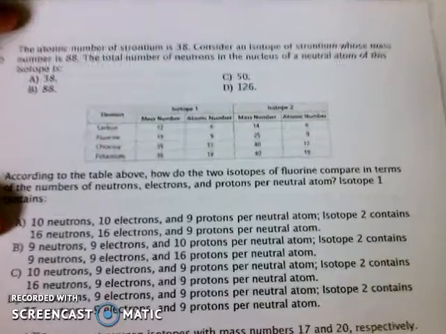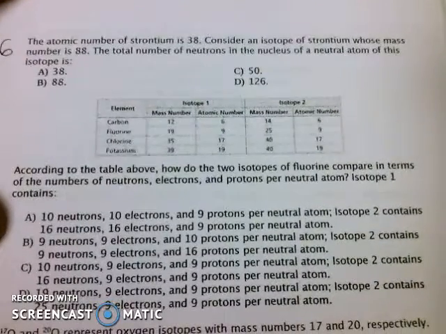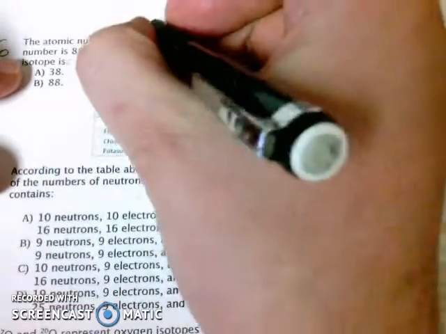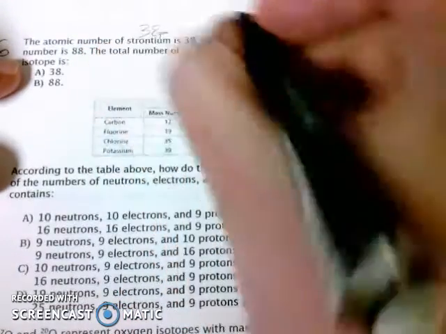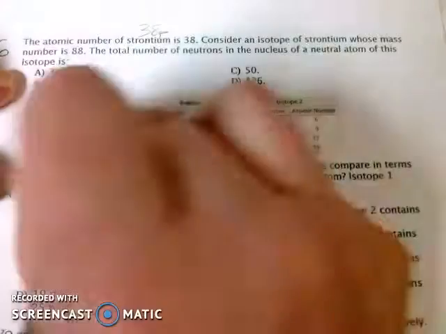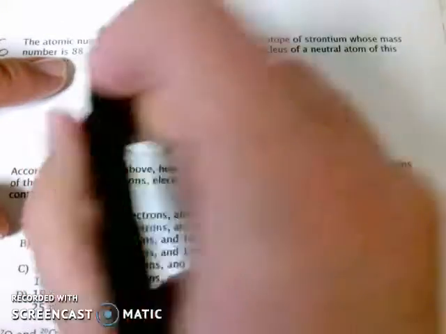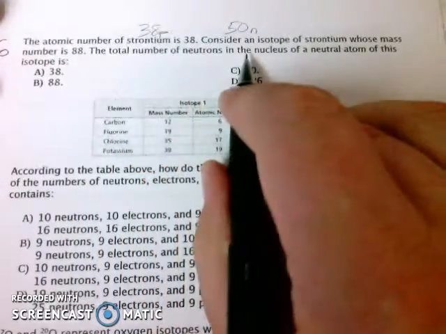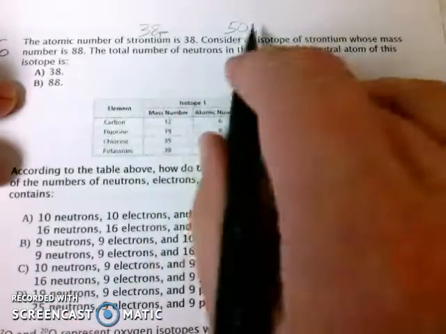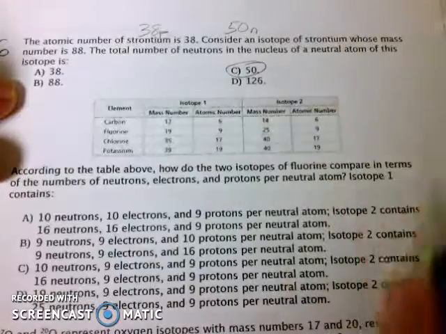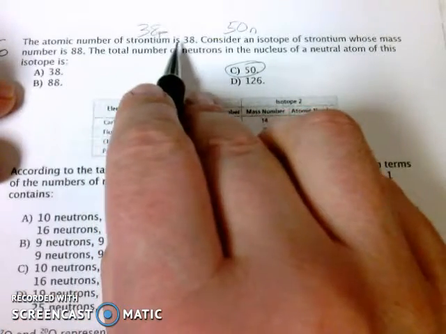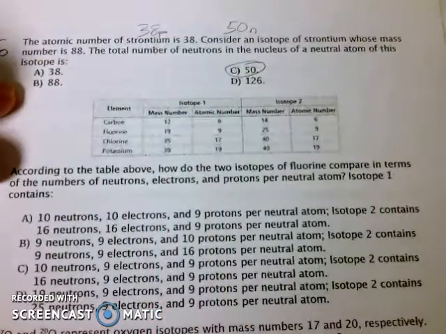Now these problems are pretty much exactly the same, only I changed them up some on you. The atomic number of strontium is 38. The atomic number tells me protons, so I've got 38 protons. Consider an isotope of strontium whose mass number is 88. Okay, 88 minus 38 means 50 neutrons. The total number of neutrons in the nucleus of a neutral atom of this isotope is 50. Hey, that's not so hard. How did I get that? 88 mass number minus 38 atomic number gives you 50 neutrons.